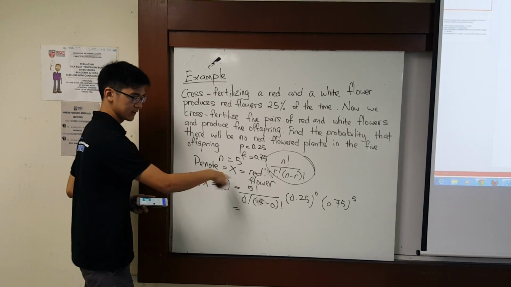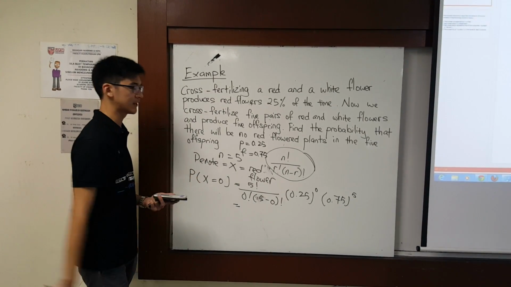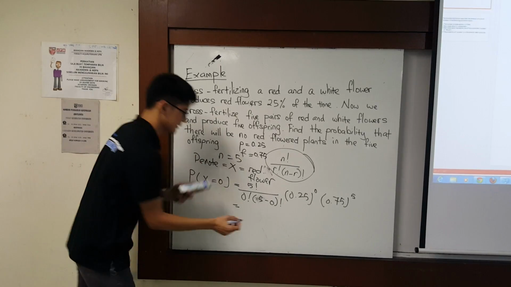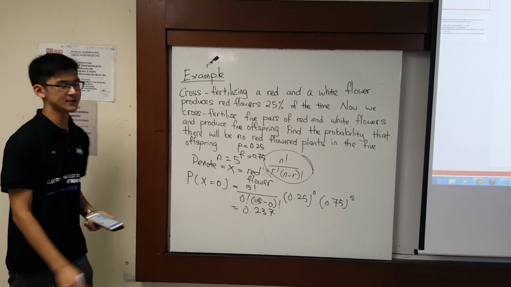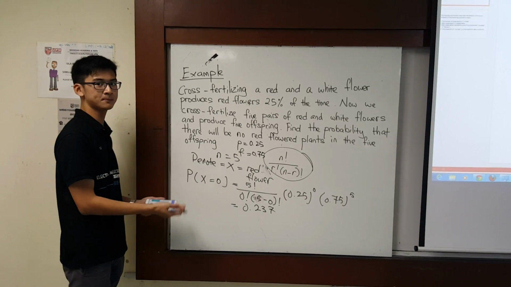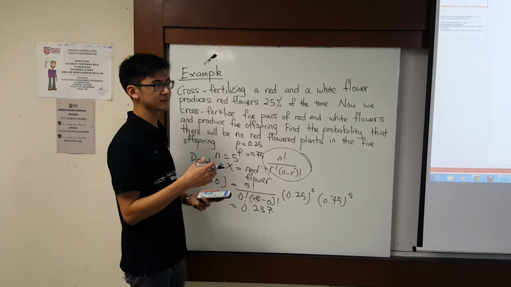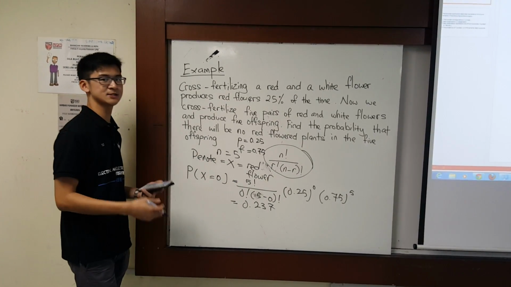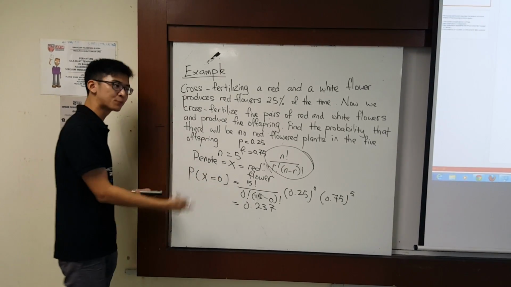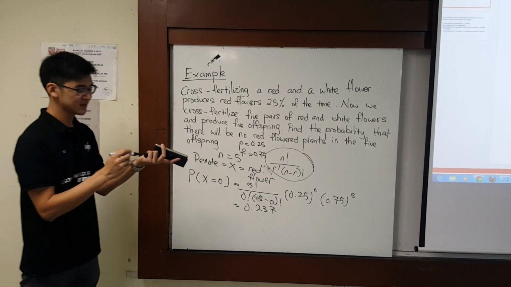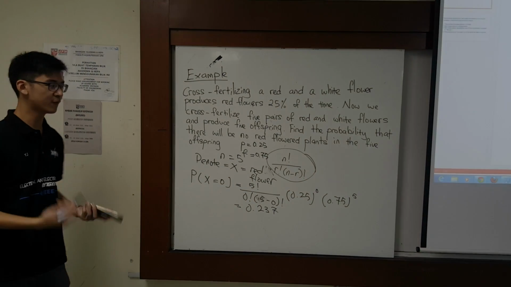By using the scientific calculator, we got the answer for this as 0.237. That means there is 23.7% chance that there is no red flower among the offspring of the flower. So that's all for me.